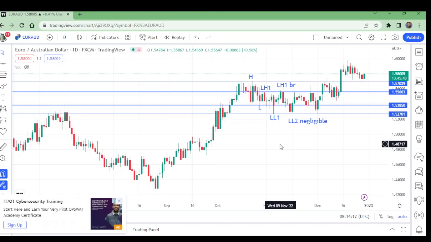Now here, this was the high of the market. Then the market came down to this low. After this low, it went up for lower high 1. After this lower high 1, the market came downward for lower low 1. This was the low of the market.